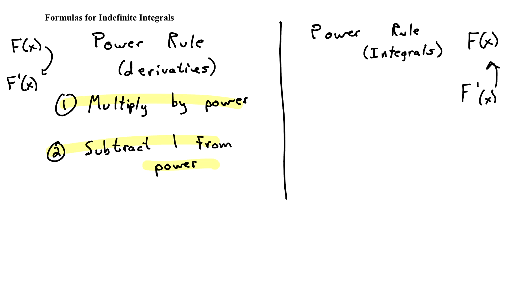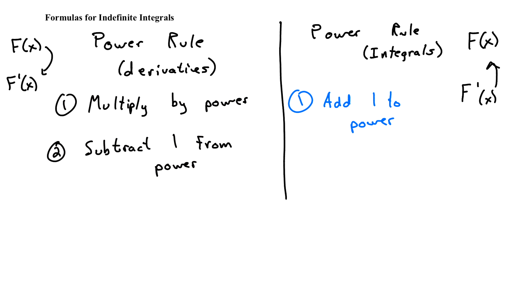I'm going to have to do the opposite of these two steps, but since the order of these steps mattered, I'm also going to do the opposite steps in the opposite order. So that means I'm going to have to start with undoing step 2. Step 2 said subtract 1 from the power. Well, the opposite of that would be to add 1 to the power. So that would be the opposite of step 2. Instead of subtracting 1 from the power, when we integrate, we're going to add 1 to the power.